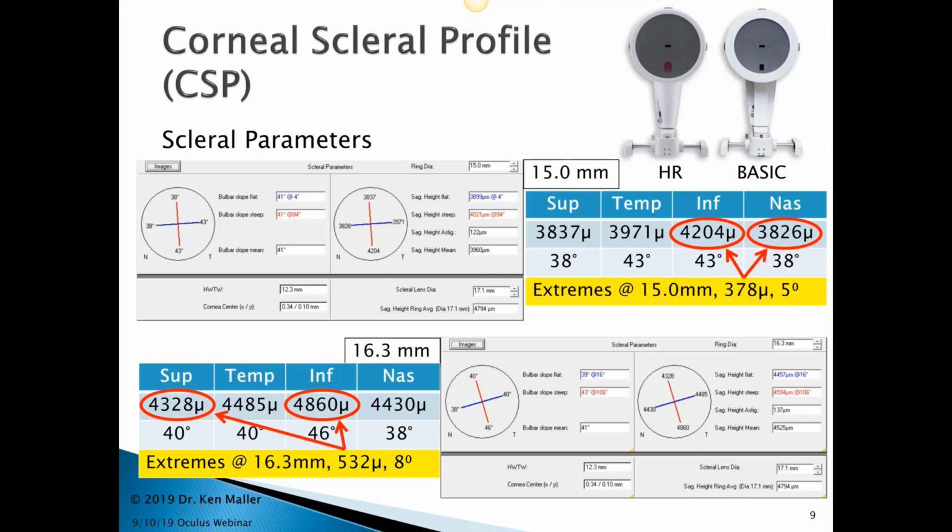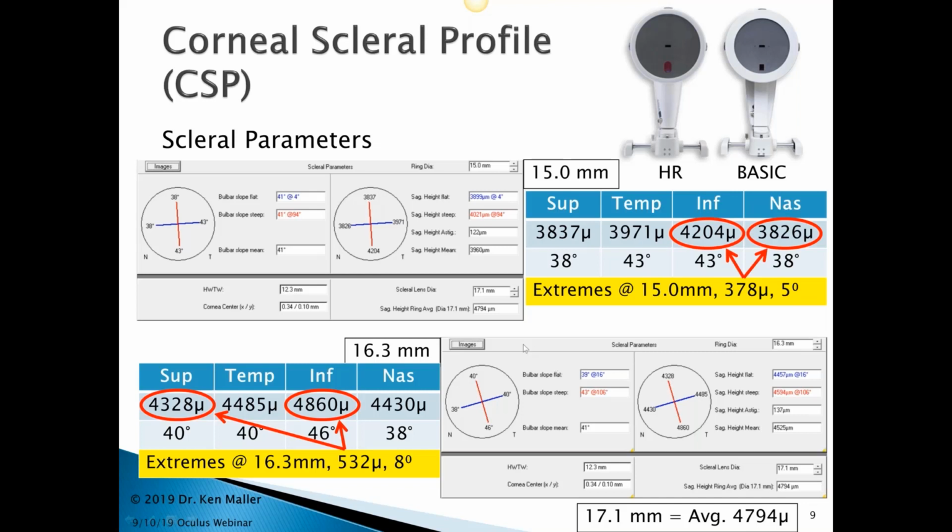What that's telling you is that even in just going that 1.3 millimeter further on the chord diameter, we've actually encountered a significant amount of difference in terms of sagittal depth, as well as the particular angles. It also outputs here down at the very bottom an average at 17.1, because I was able to get data out to 17.1, and it's giving us an average sagittal depth of 4794.